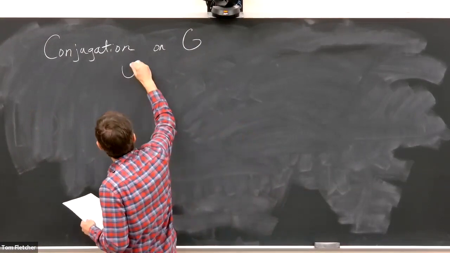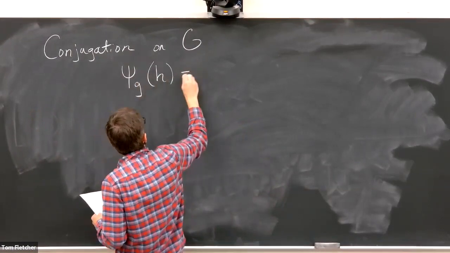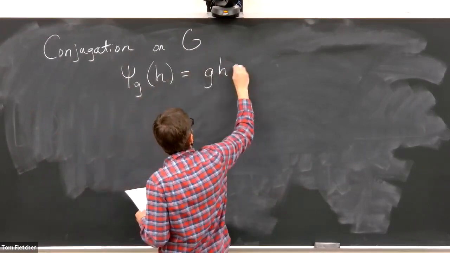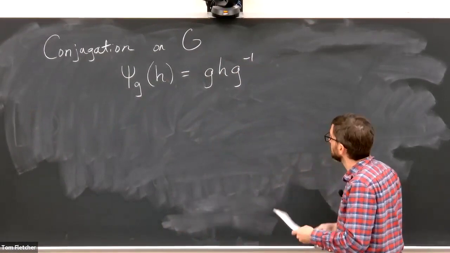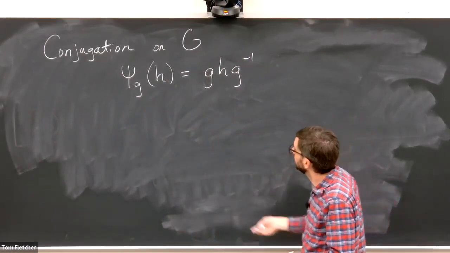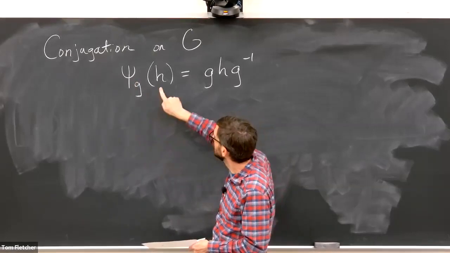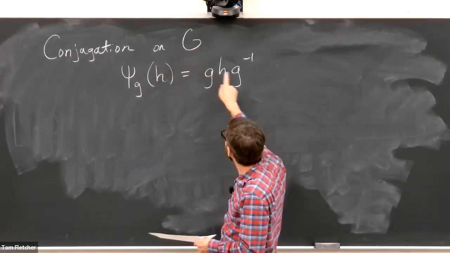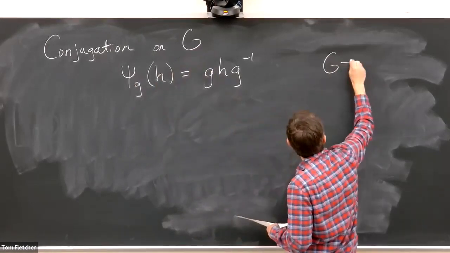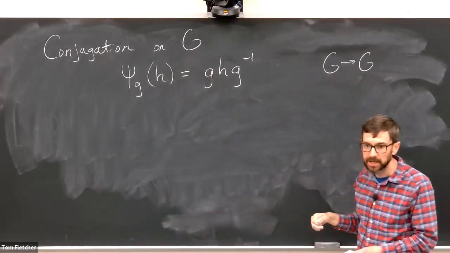And so the conjugation operation I'll call psi_G. And it just looks like G H G inverse. So it's a function. You specify G as a parameter to say which psi function you want, but the argument of that function is just H, an element of G. So this is a mapping from G to G, where H gets mapped to G H G inverse. Have you ever seen this?